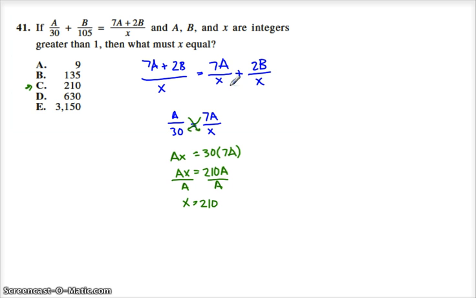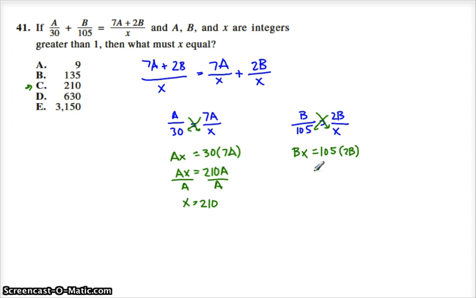So if we go through, we're going to do the same process with the b over 105. So you have b over 105 equals 2b over x. Now if this works, we should get the same value for x as what we got when we worked out this part with the a's. So let's go ahead and see what happens. So it's a set of proportions. We can cross multiply. So that gives us bx equals 105 times 2b.